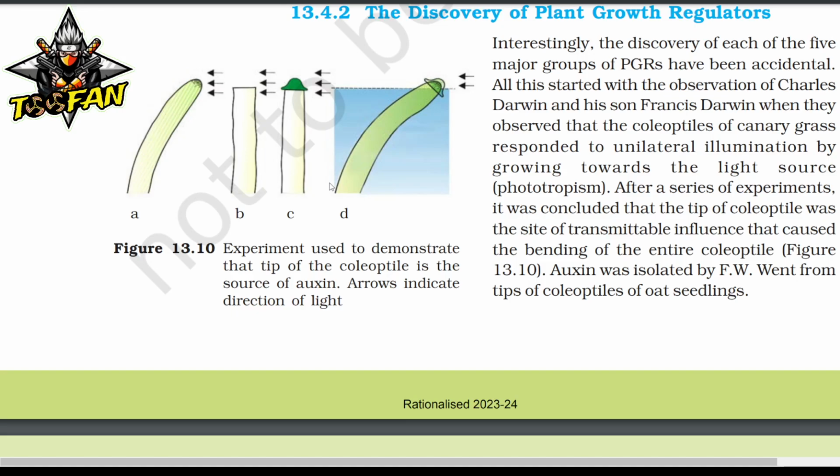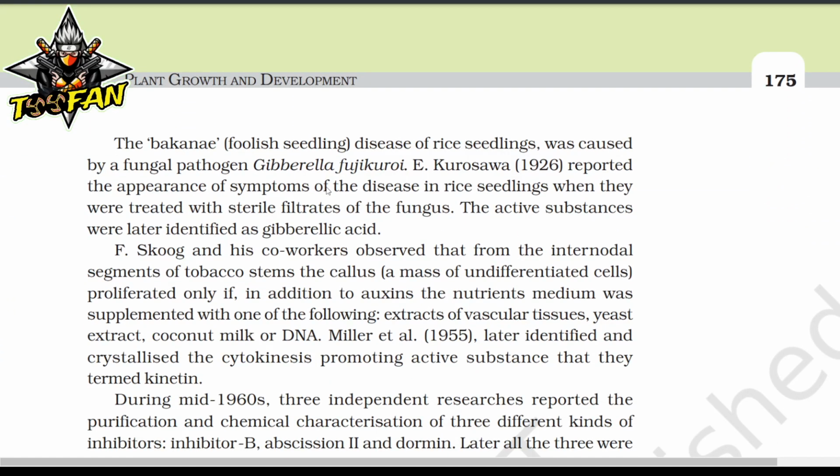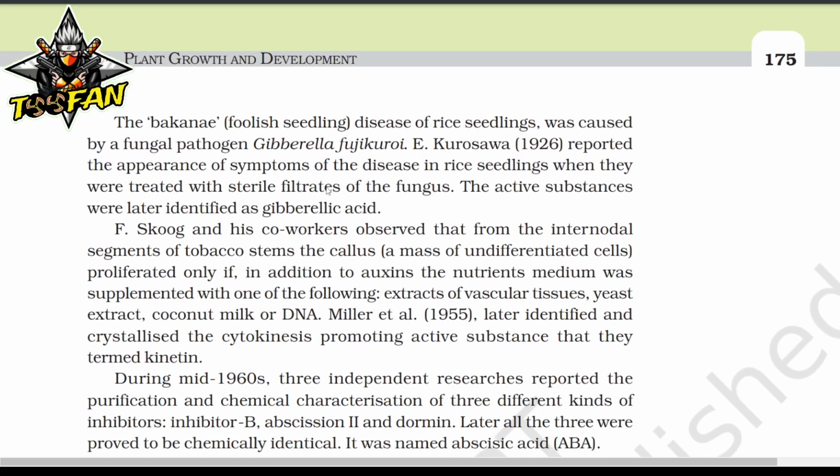Auxin was isolated by F.W. Went from tips of coleoptiles of oat seedlings. The bakanae, or foolish seedling, disease of rice seedlings was caused by a fungal pathogen, Gibberella fujikuroi. E. Kurosawa in 1926 reported the appearance of the symptoms of the disease in rice seedlings when they were treated with the sterile filtrates of the fungus. The active substances were later identified as gibberellic acid.